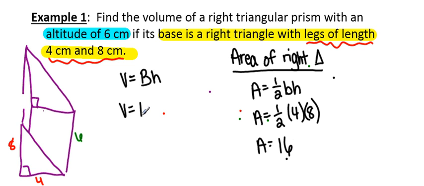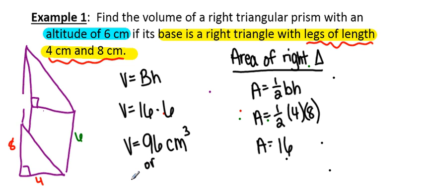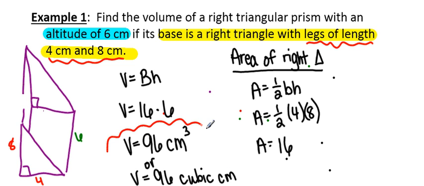The volume is going to be equal to that 16 times the height of my prism. The height of my prism is going to be the distance between the two right triangular bases, or in other words, 6. So getting my calculator out and multiplying the 16 times the 6, I end up with 96. And I can either leave that as centimeters to the third power, or if I prefer, I can say 96 cubic centimeters. It's all a matter of personal preference. Those are two different ways of saying the exact same idea.